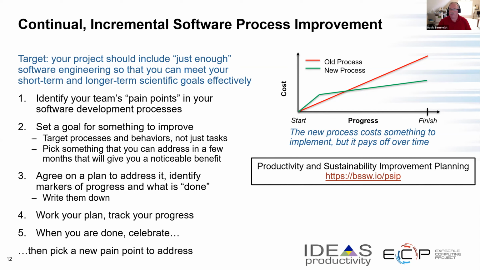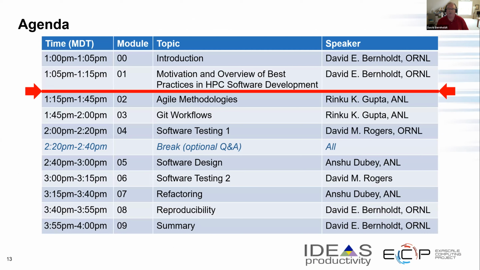And we talk a little bit more about this at the URL that's there, bsswio.io/PSIP. That stands for Productivity and Sustainability Improvement Planning. So with that, I'm at the end of my introduction.